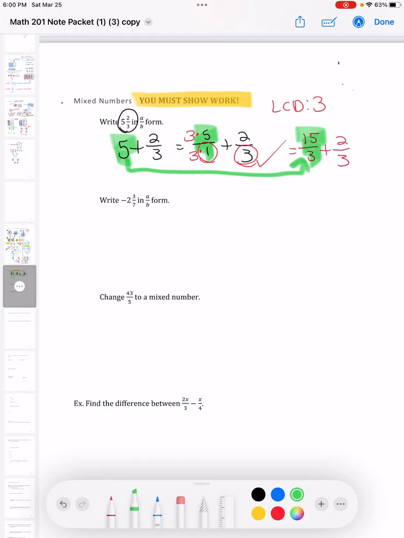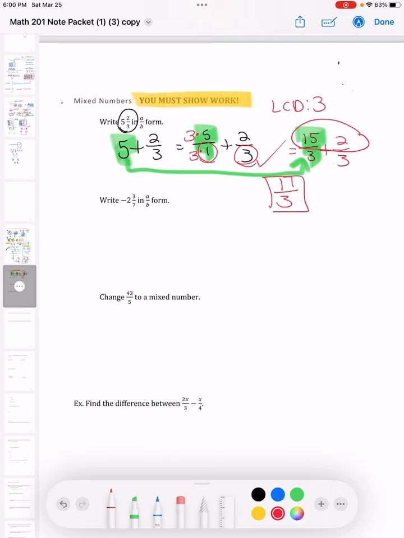You could check that in your calculator. If you just type in 15/3, your calculator is going to tell you the answer is 5. Now, using the adding that we already looked at before, 17/3 is the answer.